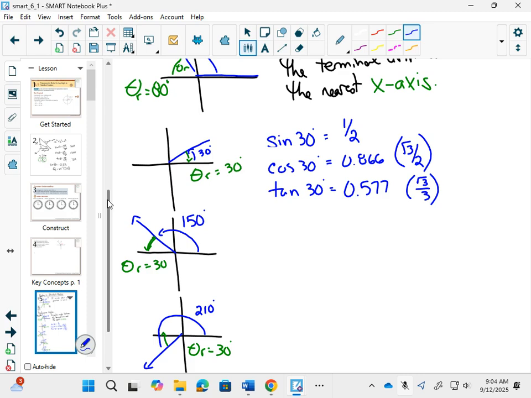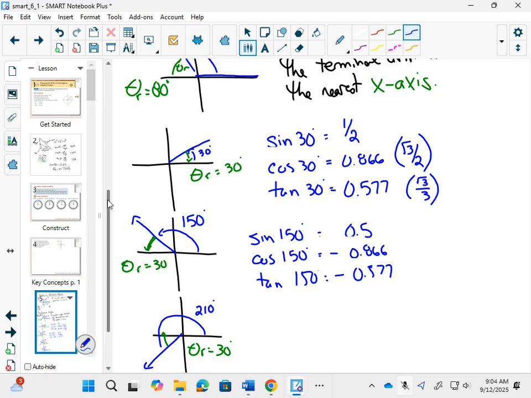But with that in mind, when we look at sine, cos, and tan of 150, we get exactly the same numbers: 0.5, I'm going to go all decimals, 0.866, 0.577, but these two are negative now. So kind of interesting, if you have the same reference angle, sine, cos, and tan, the values stay the same, but now sometimes things are positive, sometimes things are negative.